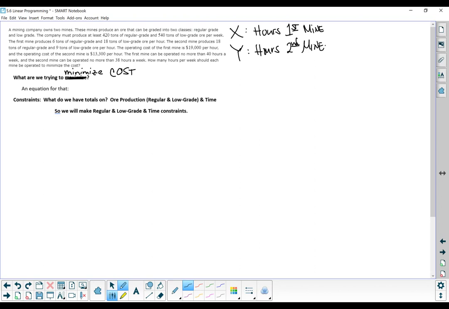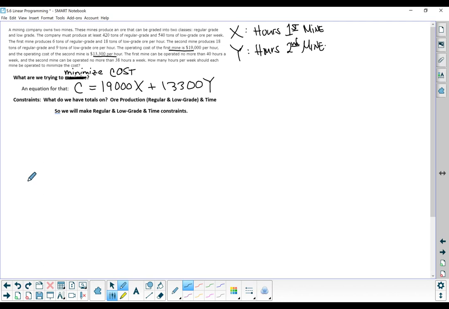Okay, so if we want to write a cost function, we know the operating costs are given to us right here. The operating cost of the first mine is $19,000 per hour, so $19,000 multiplied by the number of hours that it is operating. And then the second mine is $13,300 per hour, and that one is Y hours. So this is our cost equation. That's what we're going to try to minimize.